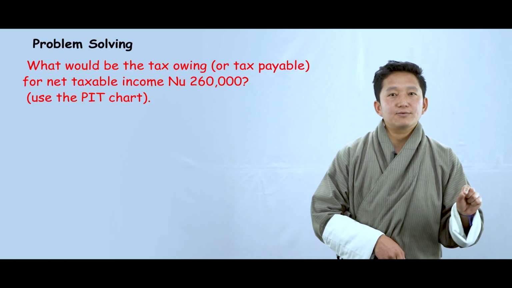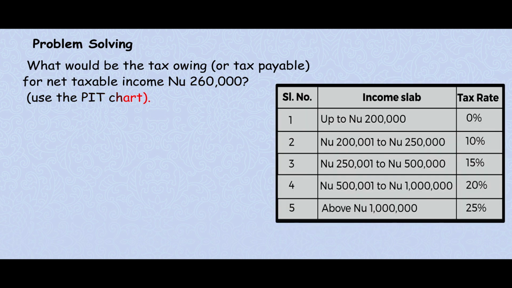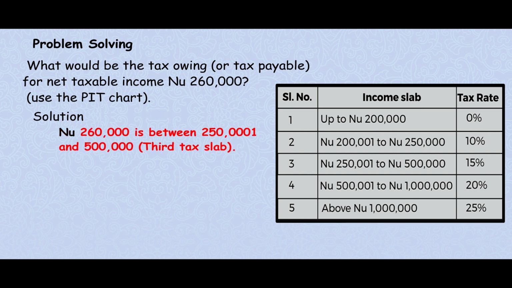Then, remembering those concepts, tax slabs and deduction rates, we are going to solve some problems. The first problem is on personal income tax. How much tax do you have to pay on a net taxable income? Question: what would be the tax owing, that is tax payable, for a net taxable income of Nu 260,000? Use the PIT chart. Solution: Nu 260,000 is the net taxable income.